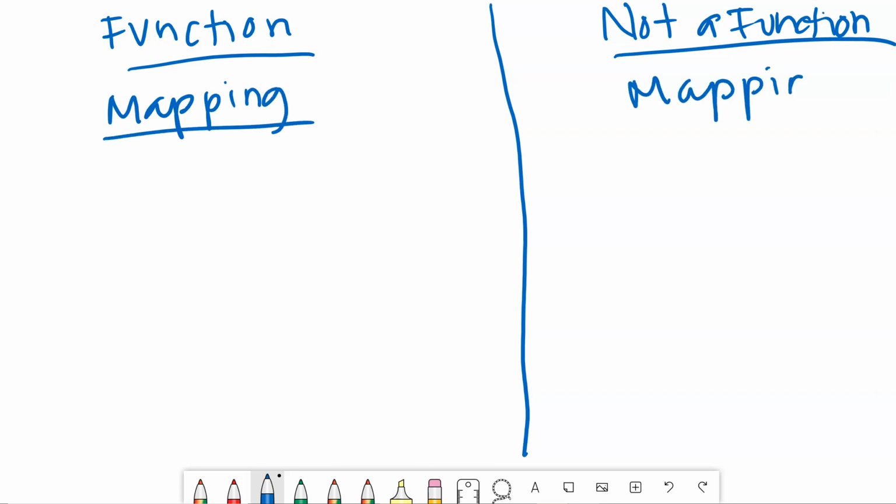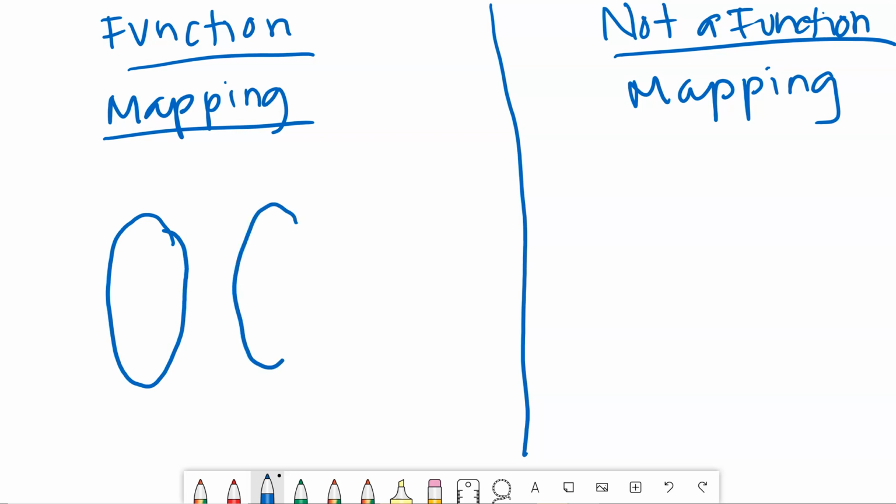So with the mapping, it's kind of like a table, but sometimes you'll see 2 circles like this. The first circle is the x, and the second circle is the y. So just like a table, x always comes first. Now with a mapping, you're going to see the numbers here. So we can have 1, 2, and 3, and I don't know, 4, 7, 8. I'm just making up numbers.